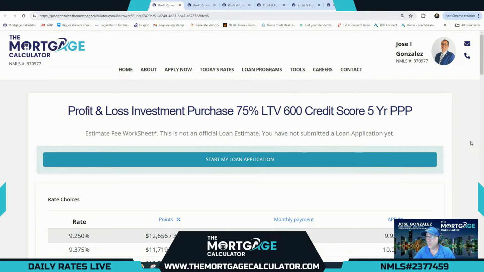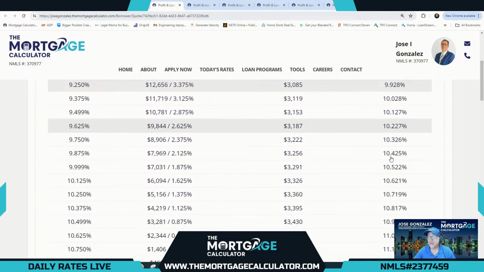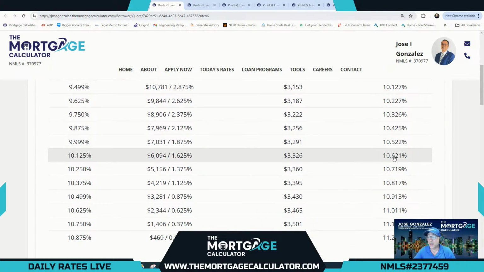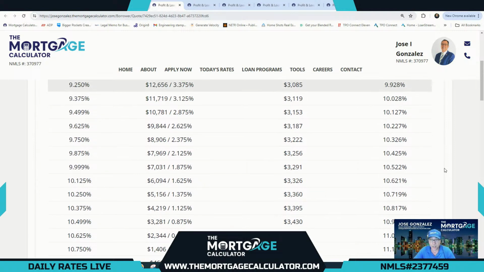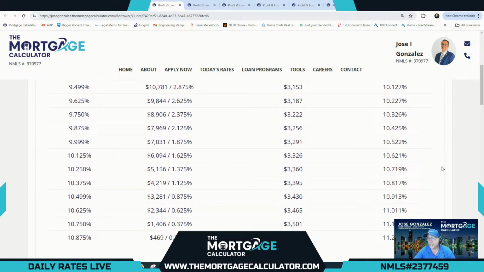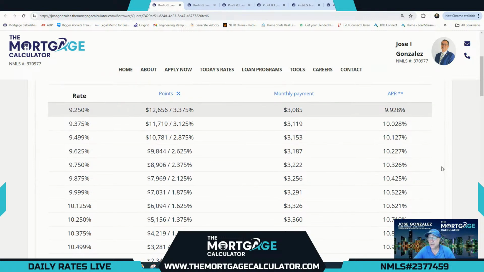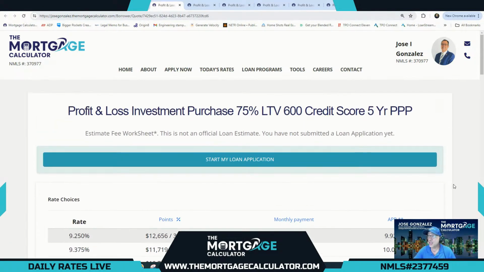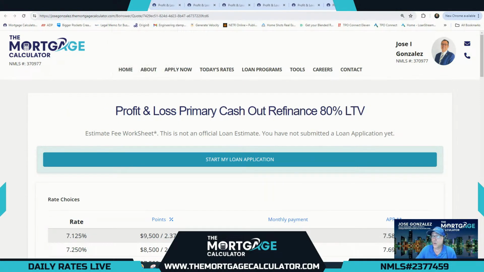And now our P&L investment purchase with a 600 credit score, right? We have 75% LTV still possible with a 600 credit score, which is amazing, using profit and loss reports. 10.875 is almost at par, lowest cost option, and you can buy that down to 9.25% at a cost of 3.375 points for our 600 credit score. 75 LTV, only 25% down with a 600 score.